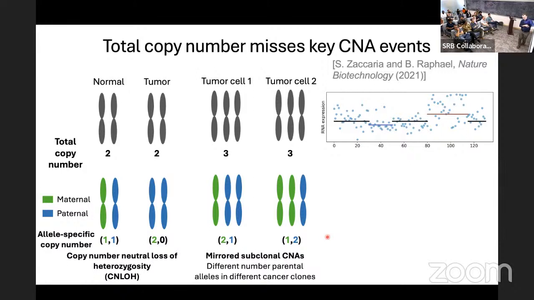If you just call total copy number, you won't even see this because the total number of copies is two. Another interesting thing that happens is that sometimes the total copy number doesn't change in different cells in the tumor, but if you looked at how many maternal and paternal copies there were, you would see that these two cells are different. They might have two of one and one of the other, for example. These are called mirrored subclonal copy number.